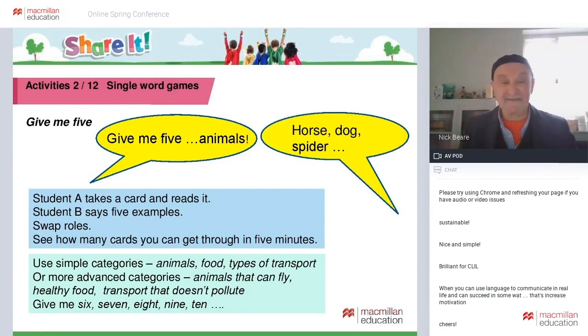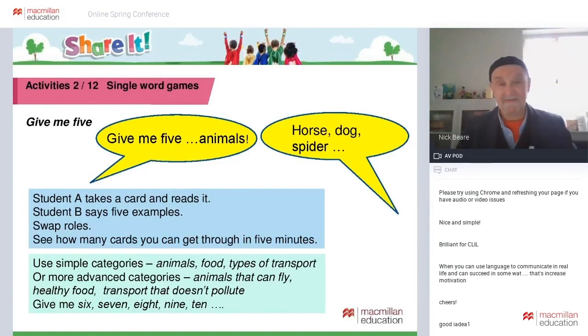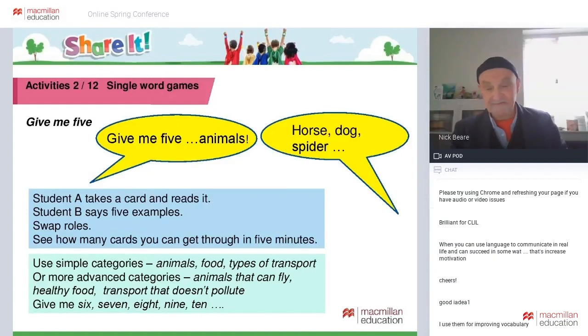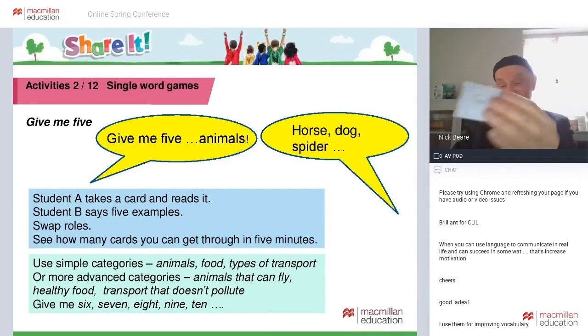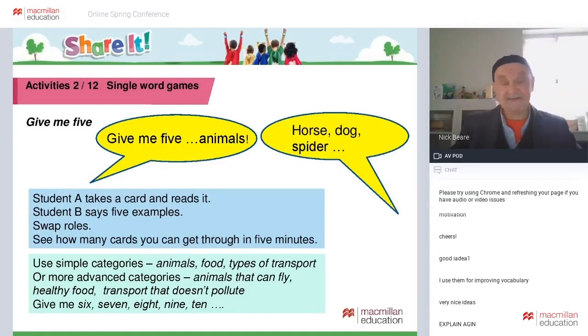Right, excellent. So the first game, this is really simple, but it's one the students love. Give me five. On our cards, we've got different categories. Rooms in a house, furniture, vegetables, fruit, dozens of them. School subjects, things you can do with a phone, parts of a computer, types of transport. There's loads and loads of them.